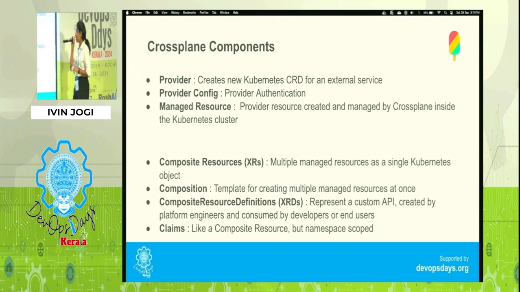Now we are going to see the different components of Crossplane, what it is made of. Let's start with the provider. The provider is the Crossplane component that is responsible for all aspects of creating a non-Kubernetes resource. To make it clear, if I want to create an S3 bucket in AWS, then I must make use of a provider called the AWS S3 provider.